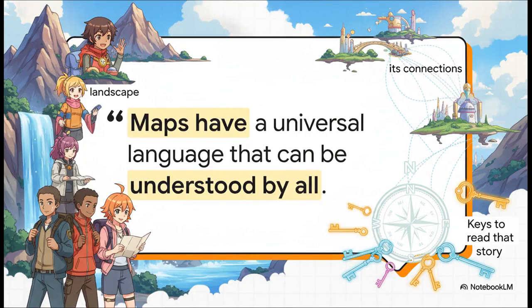So in the end, you see, a map isn't just a drawing. It's a shared story about a place, written in a language that anyone, including you, can now learn to read. By understanding distance, direction, and symbols, you have the keys. You can now unlock that story for any place on Earth.